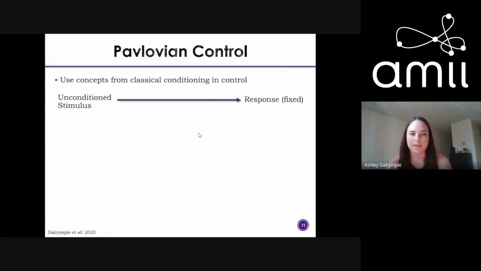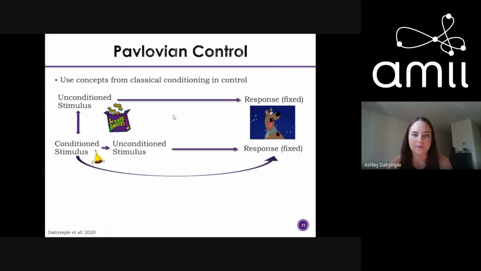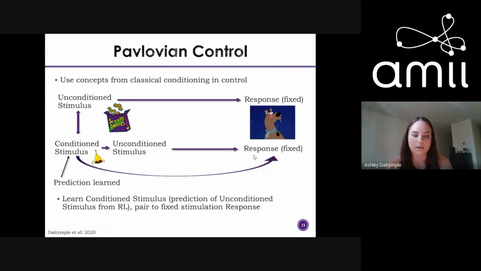So just to remind everyone, when you have an unconditioned stimulus, such as food, and you present that to a dog, its response is going to be to salivate. Now, if you precede an unconditioned stimulus, or the presentation of food, with a conditioned stimulus, or say ringing of a bell, then over time, this stimulus will now start to elicit that fixed response. And so in our setup, the unconditioned stimulus is going to be the raw sensor values or the cumulants. And then the conditioned stimulus is actually the general value functions that we're learning. And then the response is going to be the stimulation output into the spinal cord.